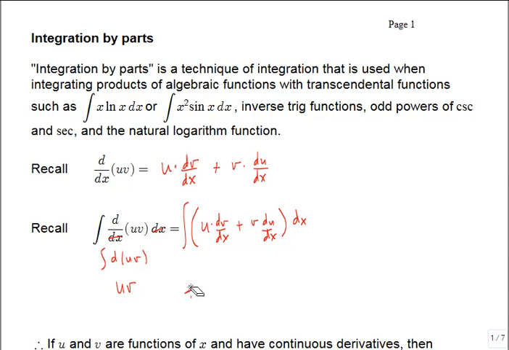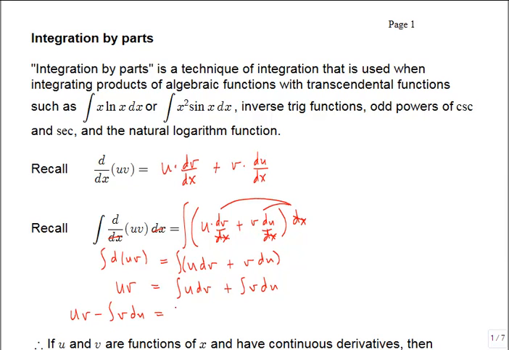On the right-hand side, if I distribute my dx across to each of these terms, again, the dx are going to cancel for both of them. So we'll get the integral of u dv plus v du. And I'm going to distribute that integral symbol. So this becomes the integral of u dv plus the integral of v du. And what I'm going to do next is just subtract this integral of v du over to the left side. So the left side will be that uv minus the integral of v du, and that equals the integral of u dv.